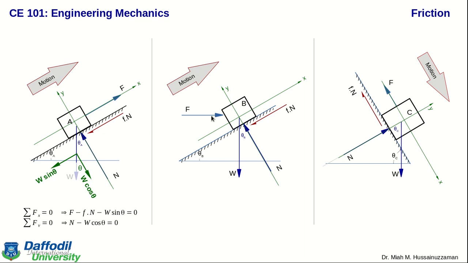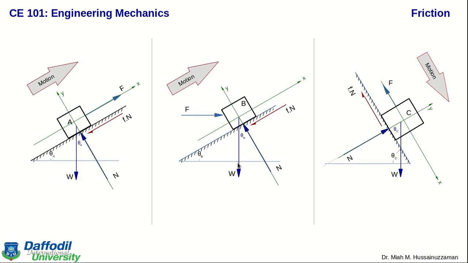Two forces are making an angle with the axis, and two forces are along the axis. So these two forces should be resolved like this. So, oops, what happened?